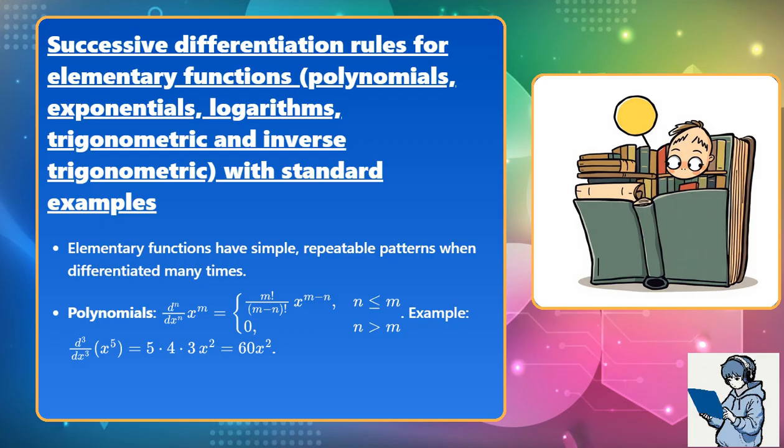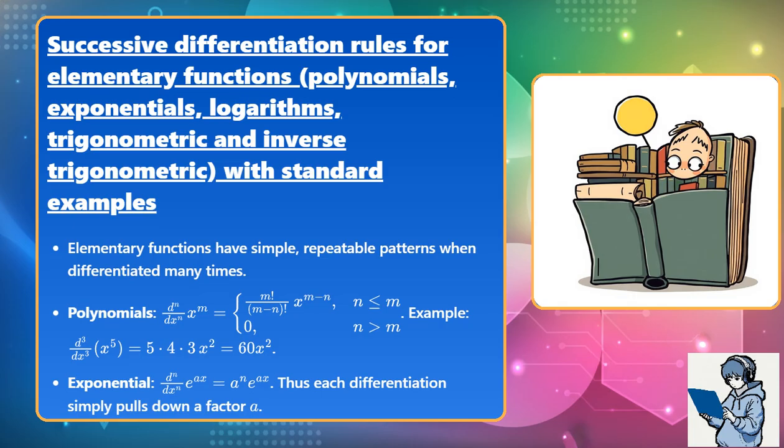equals 60x squared. d to the n over dx to the n of e to the ax equals a to the n e to the ax. Thus, each differentiation simply pulls down a factor a.